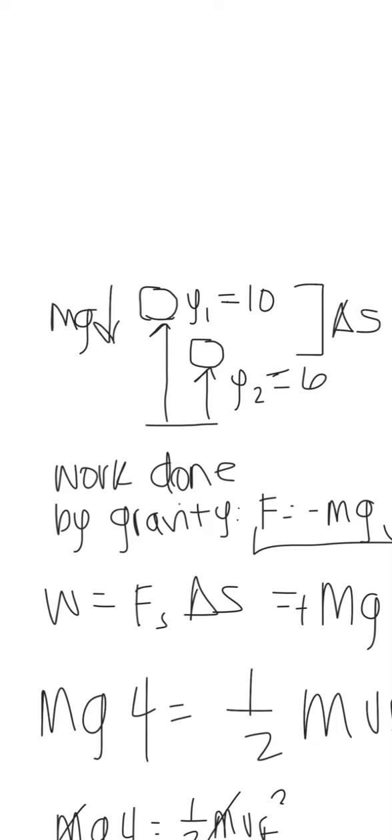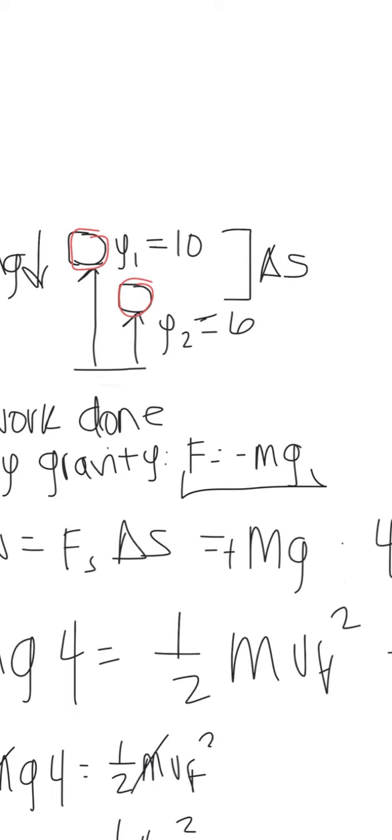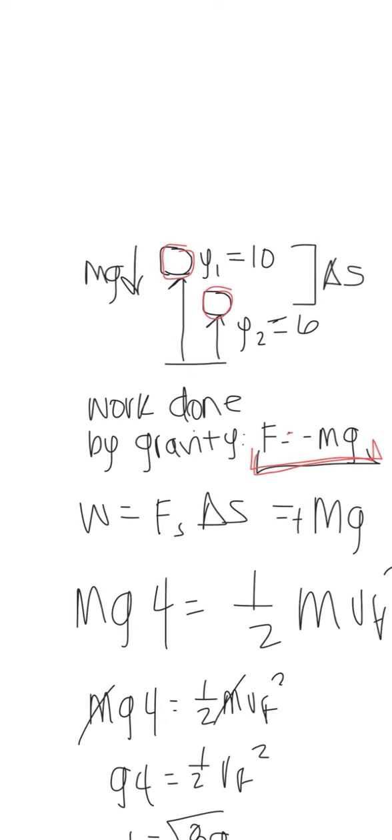Okay, so for number 2, we have this diagram where there is one object that goes from 10 meters to 6 meters, and we are asked to find the work done by the gravitational field, or by gravity. So this is the force of gravity. It's F equals negative mg. So it's negative because obviously it's going down.